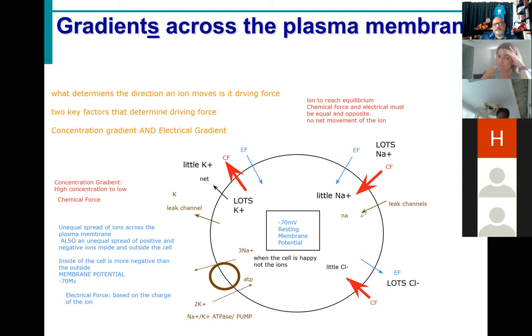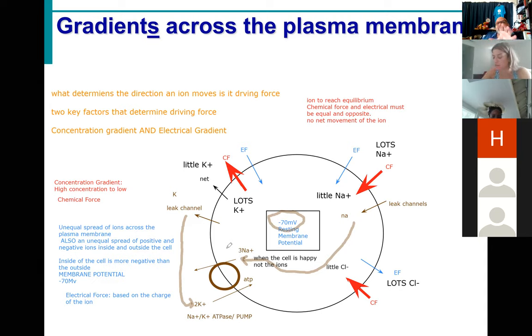So notice sodium comes in and then it's kicked right back out. Potassium leaks out and then it's brought right back in. And notice the numbers are not equal: three sodium kicked out. How many potassium get brought back in? Two. Three sodium out, but only two potassium back in. So three positive things are kicked out of the cell, but only two positive things are brought back in. This is one of the things that helps to keep the cell negative on the inside.